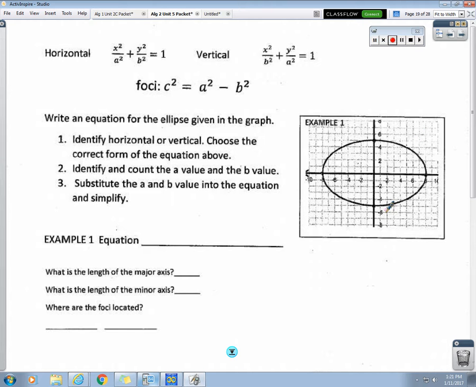Okay, so in the picture we have an ellipse, okay, a stretched out circle. My bad, page 17. I don't know where I got that. Sorry, 17. So in that picture, in example 1, we have an ellipse. Is it a horizontal or vertical ellipse? Horizontal. Isn't it longer than it is tall? That's known as a horizontal ellipse.